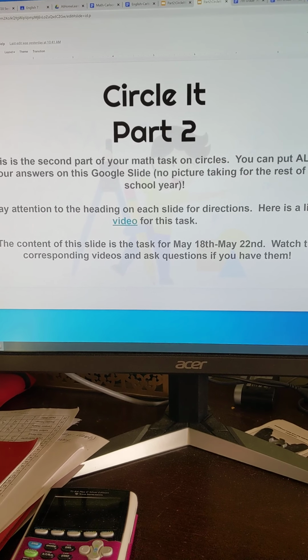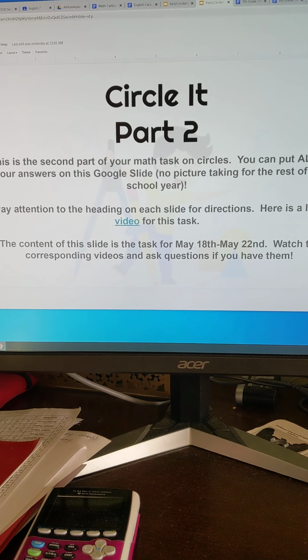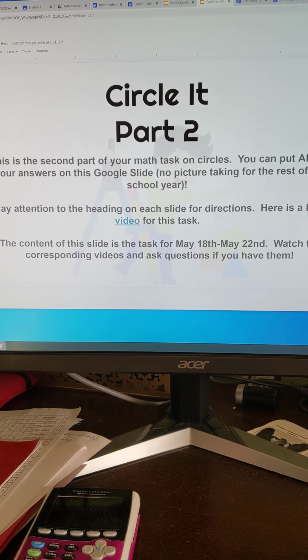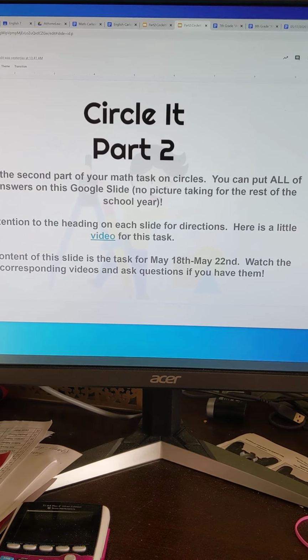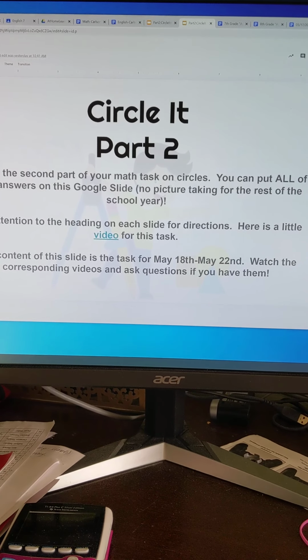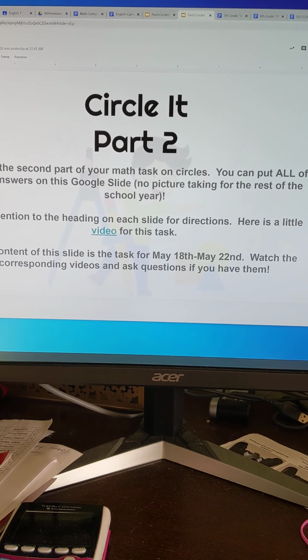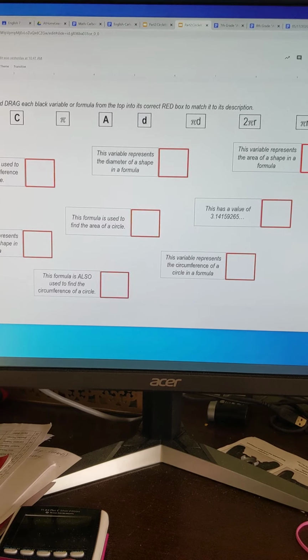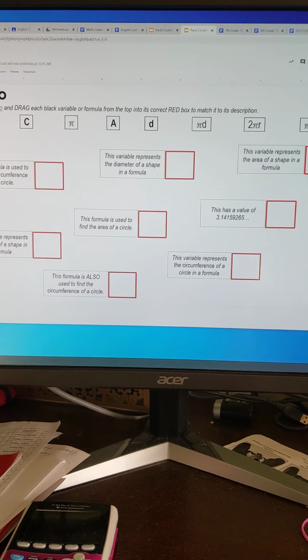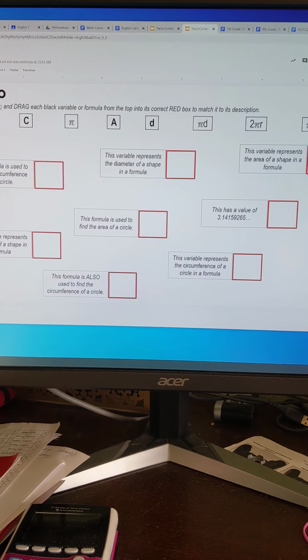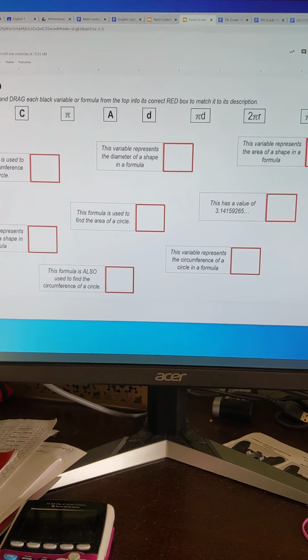So, on part one, you had some reminders of the different parts of a circle and looked at pi a little more closely. Now we're going to actually use those things. The first thing that I'm going to have you do is the video that you watch, which is right here. It has a couple of formulas that we're going to be using.